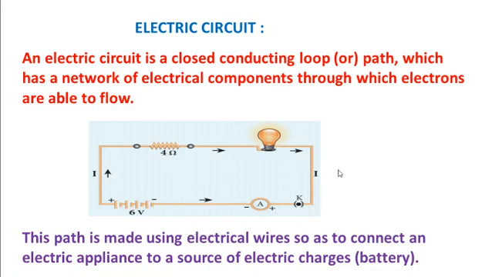An electric circuit is a closed conducting loop or path. Closed means from the positive to negative, there is a continuous connection, which has a network of electrical components through which electrons are able to flow. So electrons always flow from higher potential to lower potential. Okay. This path is made using electrical wires so as to connect an electrical appliance to a source of electric charges. So here we get the electrons from the battery. The potential difference is made with the help of battery.